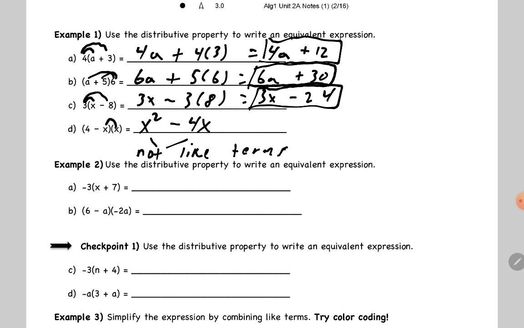Okay. So this is negative 3 times x. So let me write that out. Negative 3 times x plus negative 3 times 7. So that would be negative 3x minus 21, or plus a negative 21.